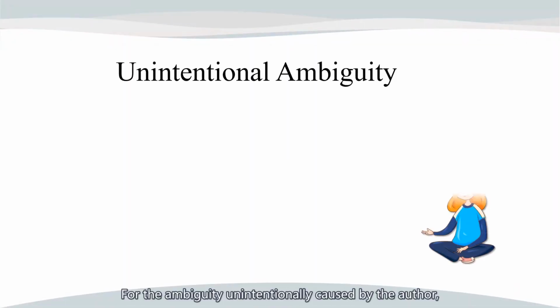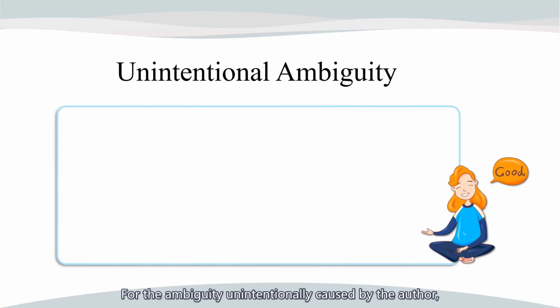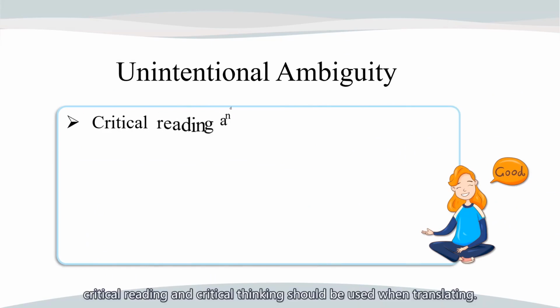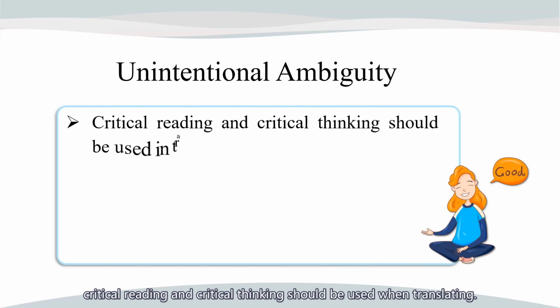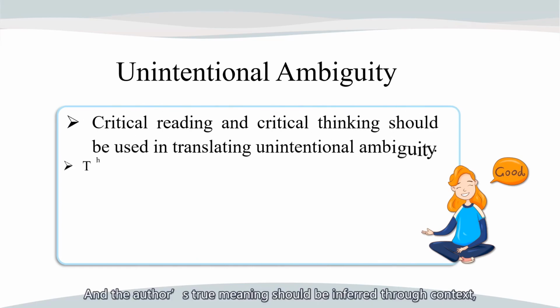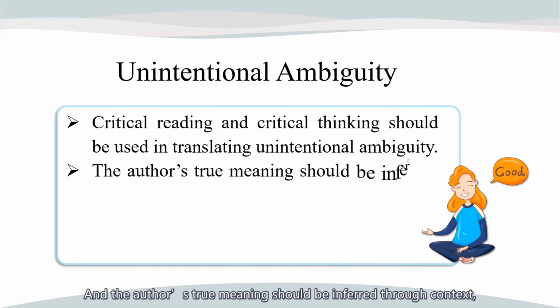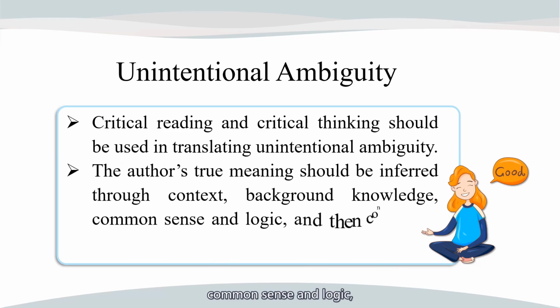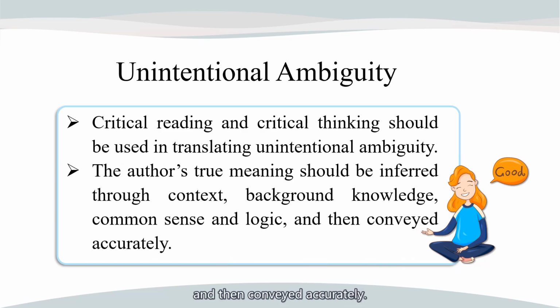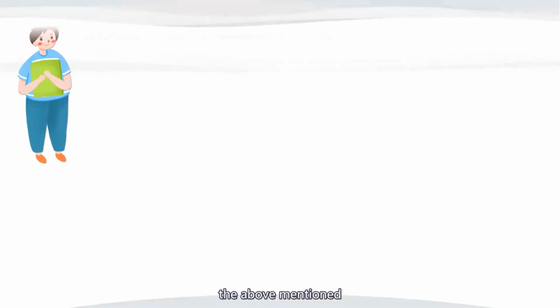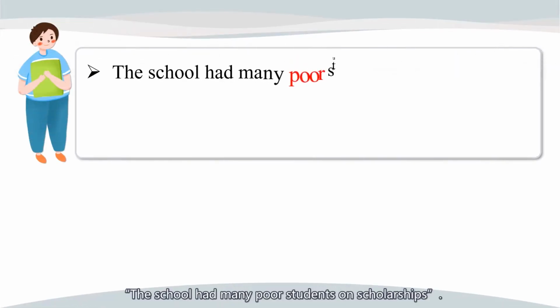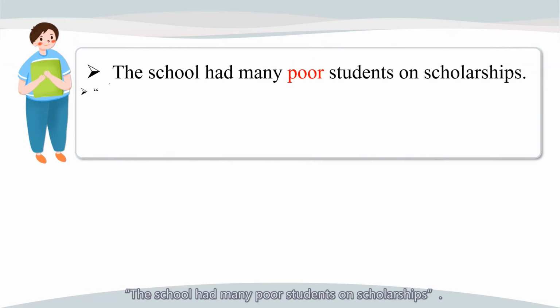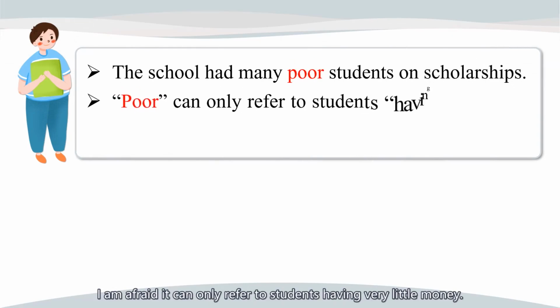Okay, for the ambiguity unintentionally caused by the author, critical reading and critical thinking should be used when translating. And the author's true meaning should be inferred through context, background knowledge, common sense, and logic, then conveyed accurately. Judging from common sense, the above-mentioned, the school had many poor students on scholarships. I'm afraid it can only refer to students having very little money.